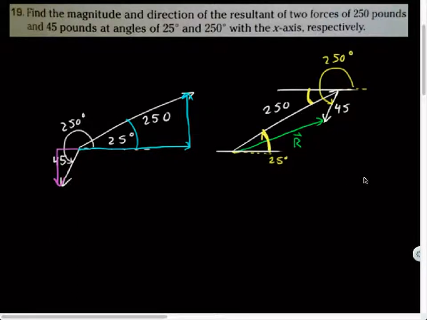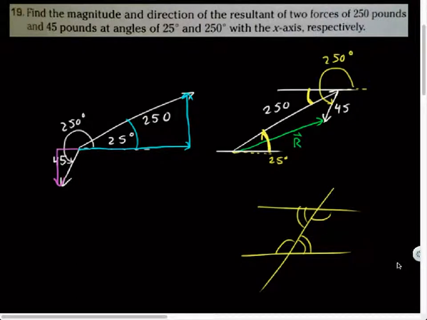That is the alternate interior angles theorem. If you have two parallel lines cut by a transversal, the alternate interior angles are congruent. So this angle would be congruent to that. Are you guys all right with this? Alternate interior angles theorem? You remember that? Right?